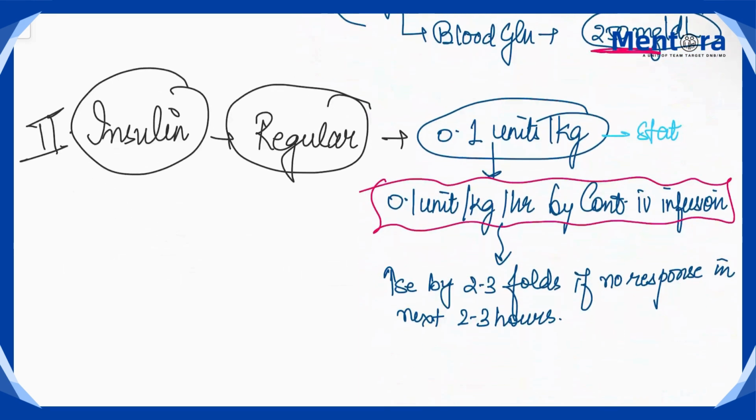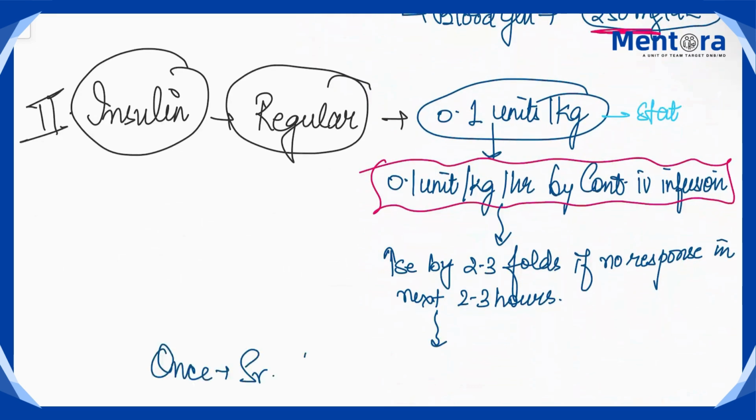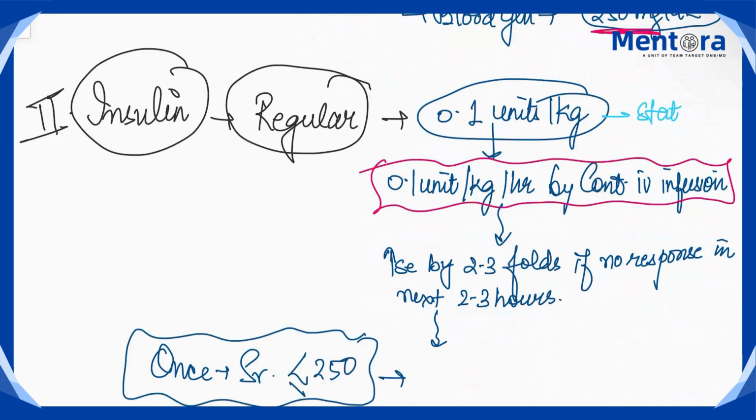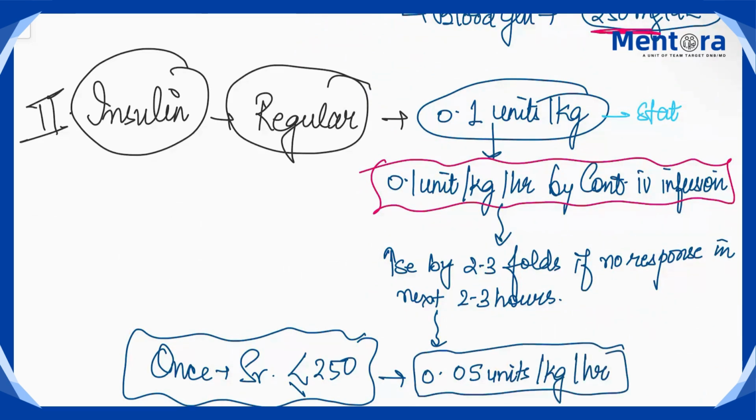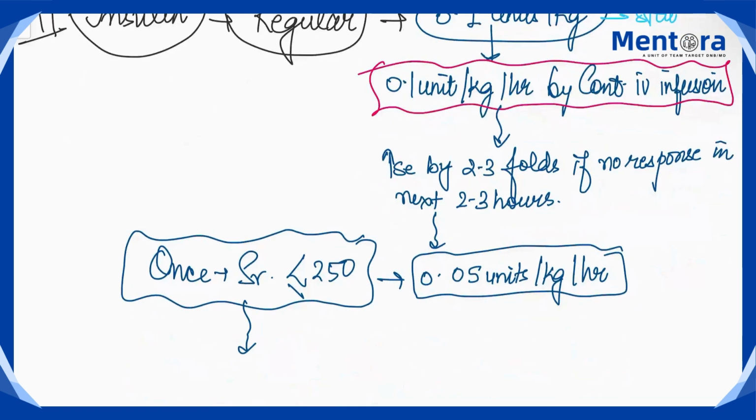ठीक है, now once your serum glucose level goes less than 250, मतलब 250 के राउंड आ चुका है या फिर it is less than 250, what dose you were giving? 0.1 unit per kg per hour. Now you will reduce this dose to 0.05 unit per kg per hour. Now once the serum glucose level reaches up to around 150-200, further you will reduce this to 0.02 to 0.01 unit per kg per hour.